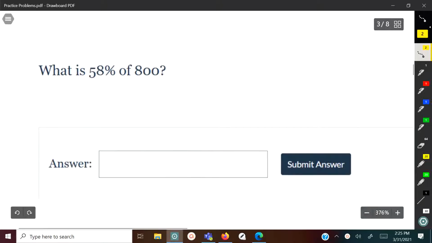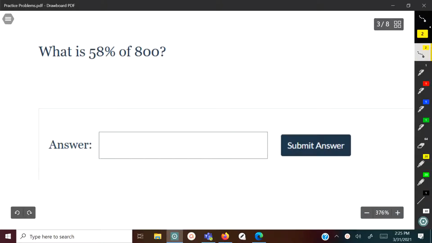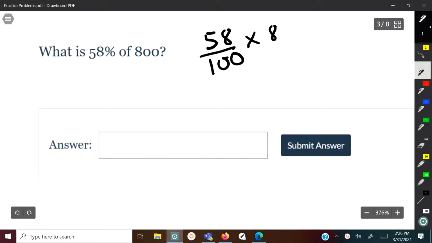Alright, so it says, what is 58% of 800? All you're going to do is convert the percent to a decimal and then multiply it times the other number. In order to convert a percent to a decimal, there's two ways to look at it. You can do 58 and divide it by 100, and then take that and multiply it times 800.